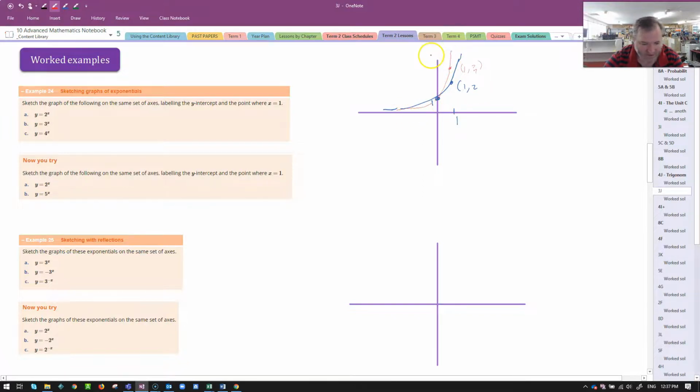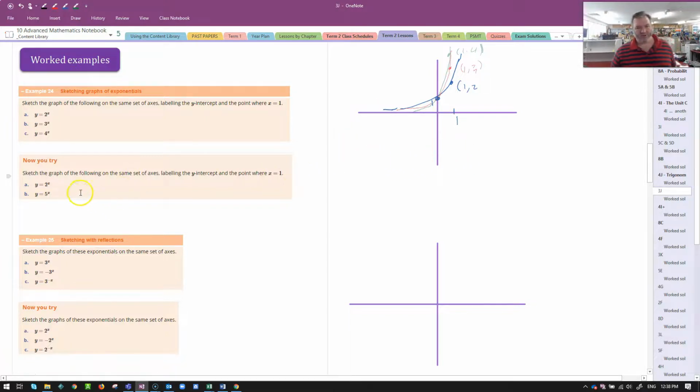4 to the power of x, you've guessed it, it's going to go through 1, 4. And we're going to have a steeper line again. And that's the way they're going to proceed. Nothing totally controversial about that at all.